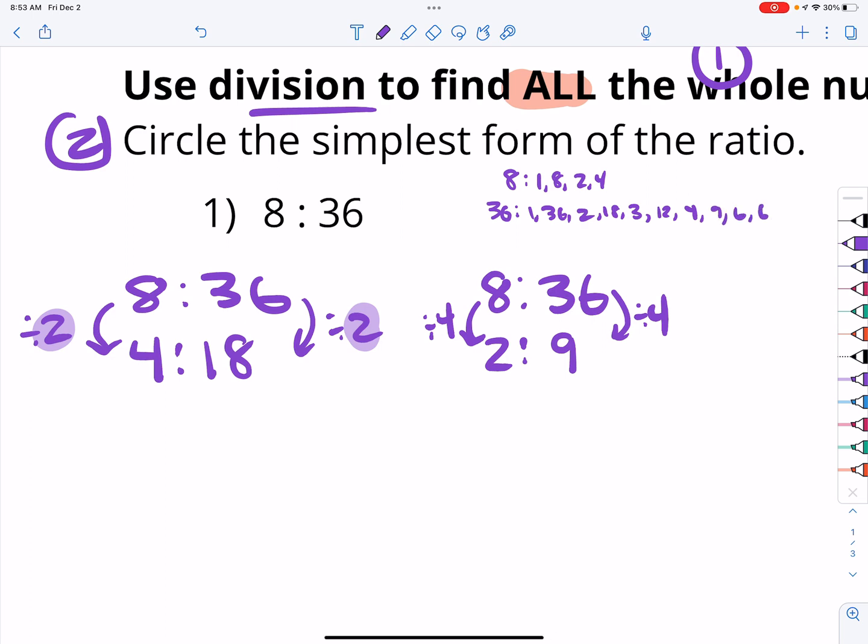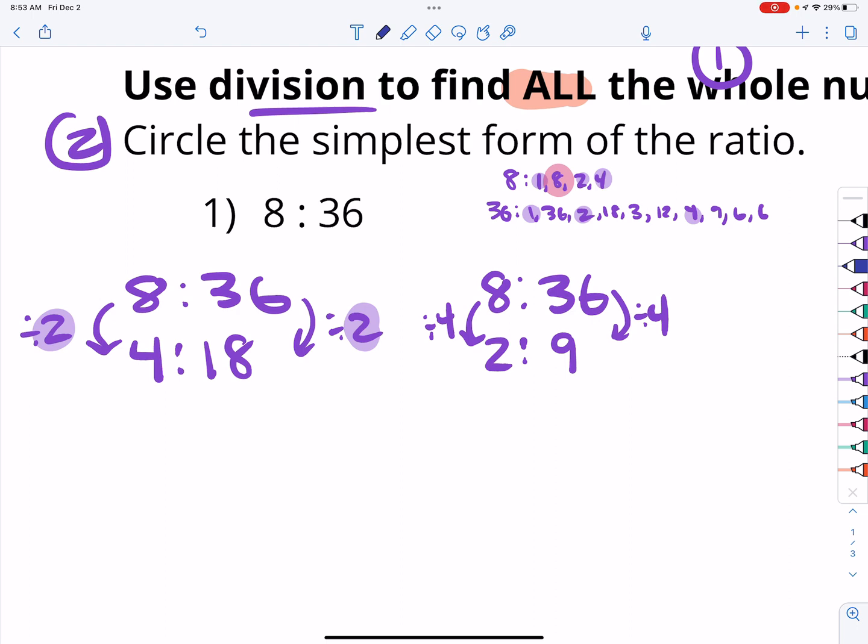If we're trying to see which ones they have in common, dividing by 1 is not very helpful. We did dividing by 2. We did dividing by 4. And the only remaining factor for 8 is 8, and that is nowhere to be found in our factors of 36. So that means we are all done with finding all the equivalent ratios, and we need to circle the simplest form.